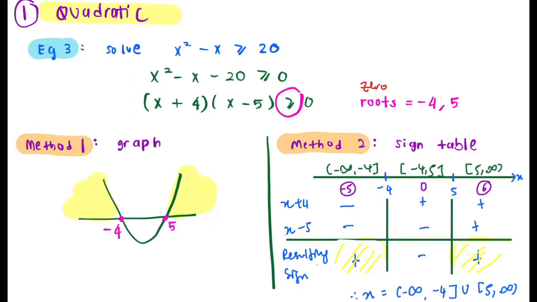You can do a shortcut here. Let me show you how to do a shortcut way. For this one, x plus 4, the zero, the root is minus 4.